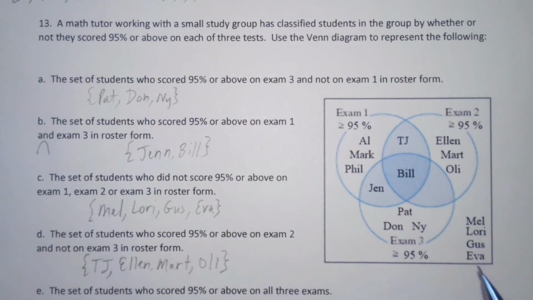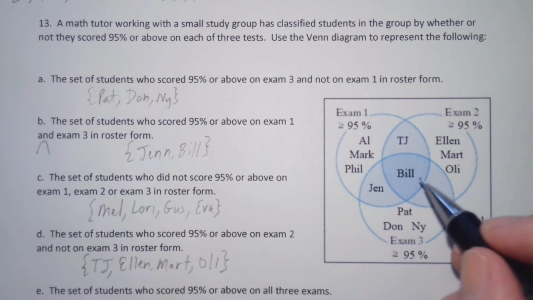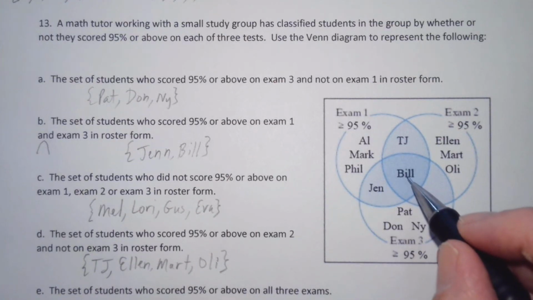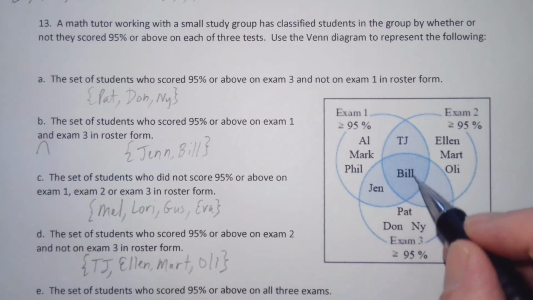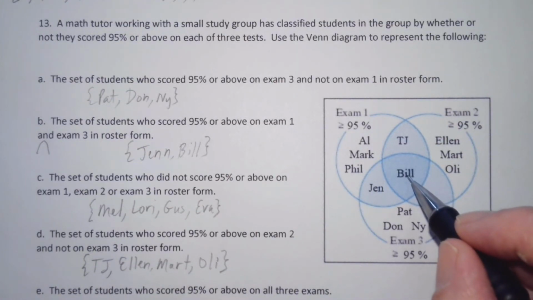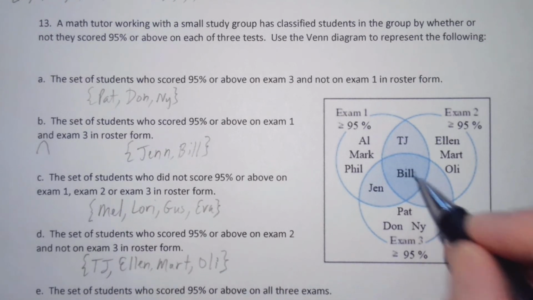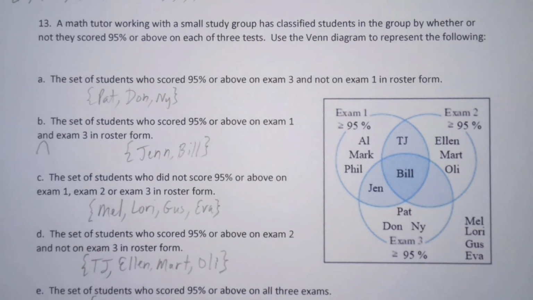All right, on E, the set of students who scored 95% or above on all 3 exams. Well, that would be this region here. This is the only place; anybody in here scored 95% or better on each of the 3, so that's just going to be Bill.